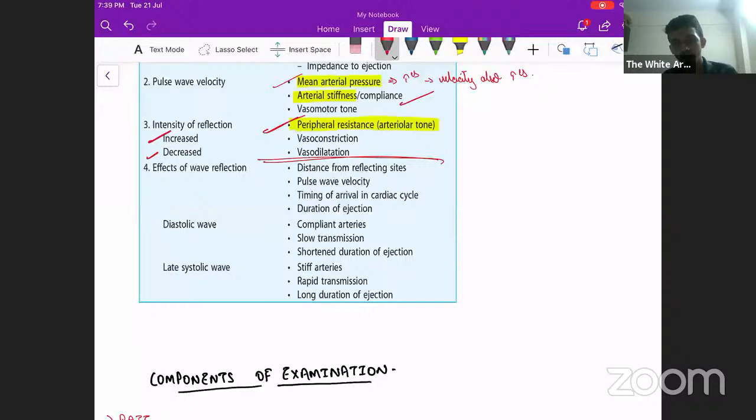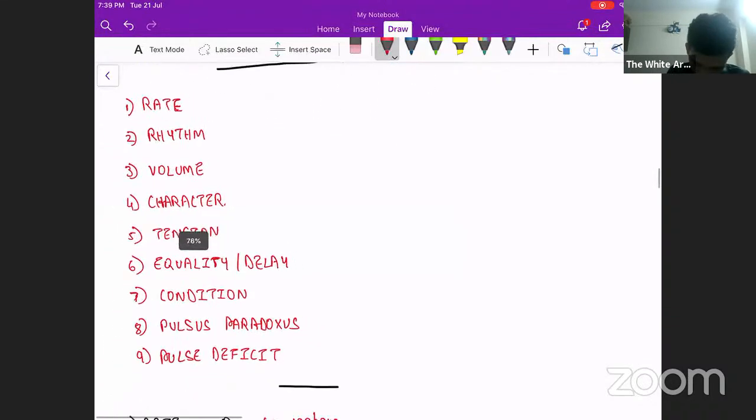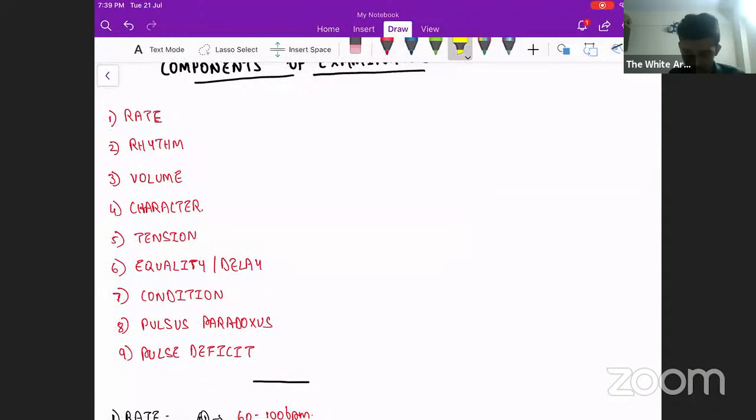When you go for clinical examination and comment on the pulse, you cannot just say this is the rate of the pulse. No, correct? You'll have to talk about other components also. Volume, rate, rhythm, character. Anything else? Rate, rhythm, volume, character, condition of the wall, delay, pulse pressure, deficit. Good, so you guys are aware of it. You'll have to comment on all these things.